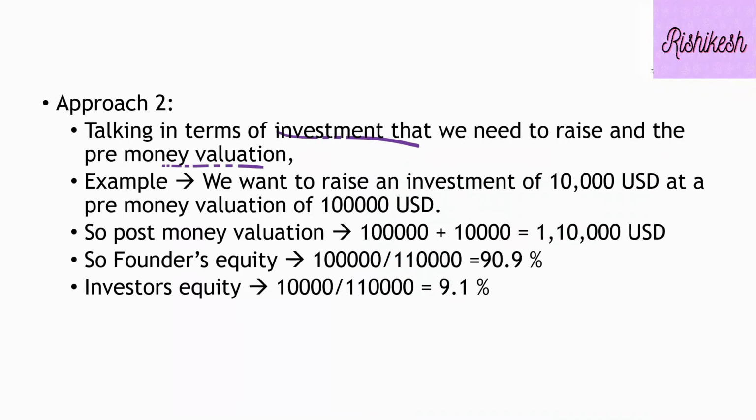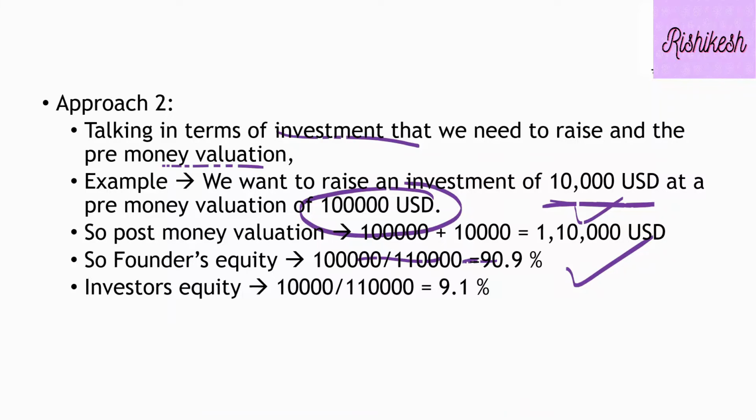These are the two figures that you give to the investor. So you go to the investor and you tell that I want to raise 10,000 US dollars from you. I want this much money from you, and I have got a pre-money valuation of 1 lakh US dollars. This means that what you are actually telling the investor is that your post-money valuation will be pre-money valuation plus investment, that is 1,10,000 US dollars.